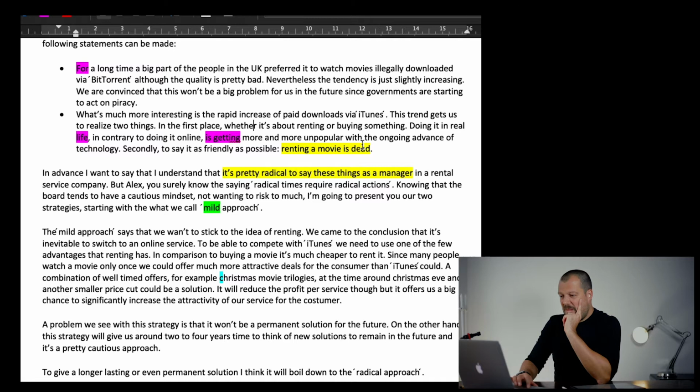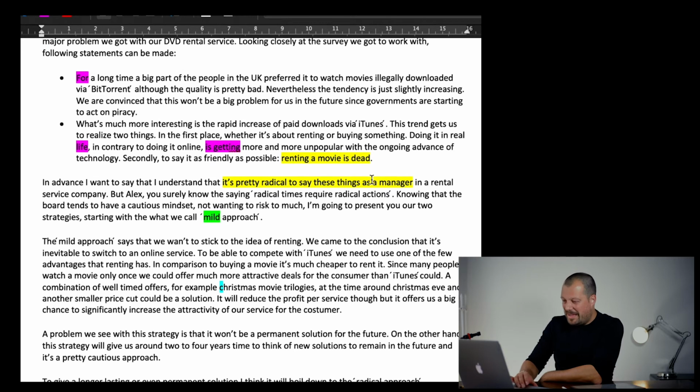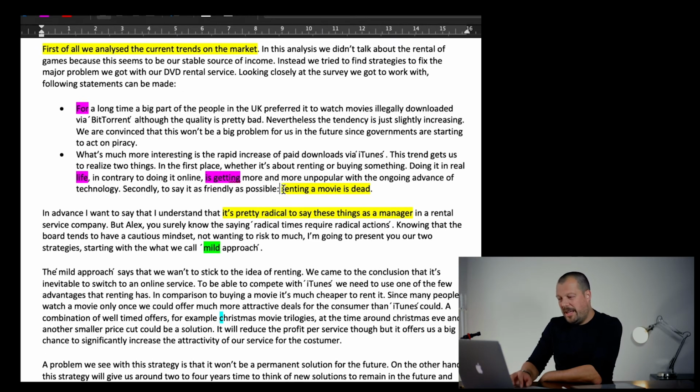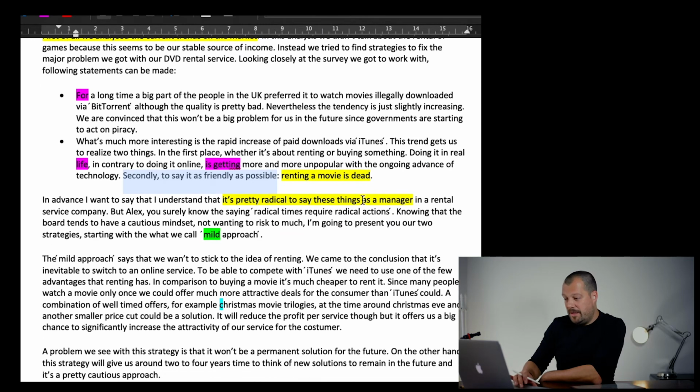Okay, second, say as friendly as possible, renting a movie is dead. I like the boldness of it. Again, it walks a fine line. Is it too much? Is it going to frustrate or confuse or slightly irritate your reader? Or does the reader need to hear it? Is it important that the reader understands this here? I think it's possible to argue either way. I think because you have this slightly ironic, slightly humorous way of introducing the idea, it's acceptable to write it like this.